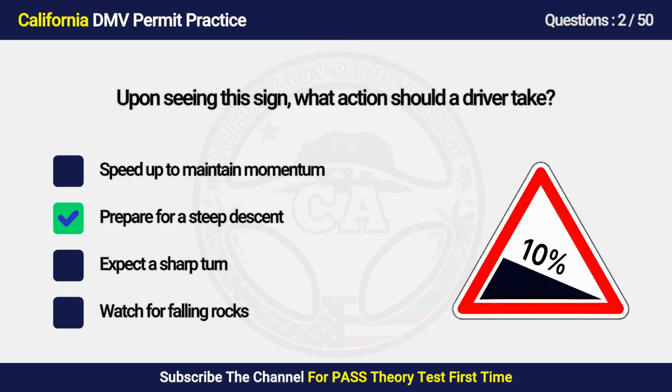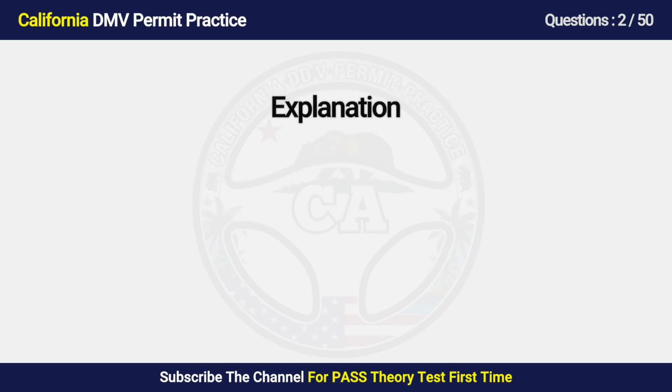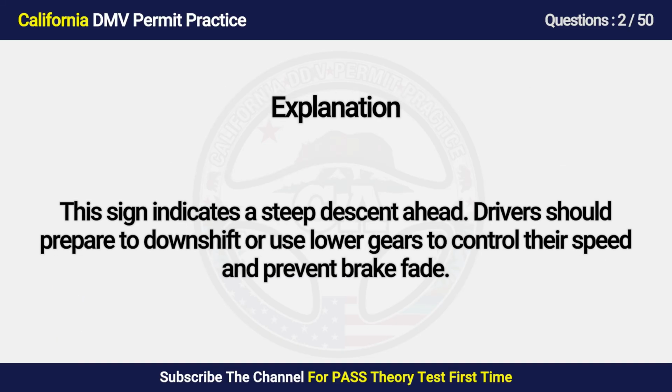Answer is B. Prepare for a steep descent. This sign indicates a steep descent ahead. Drivers should prepare to downshift or use lower gears to control their speed and prevent brake fade.